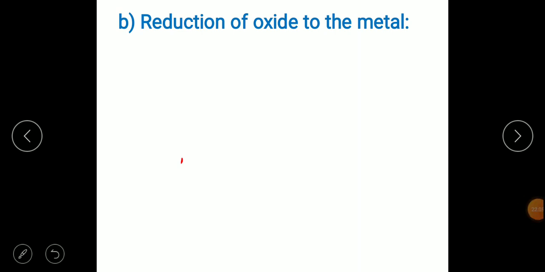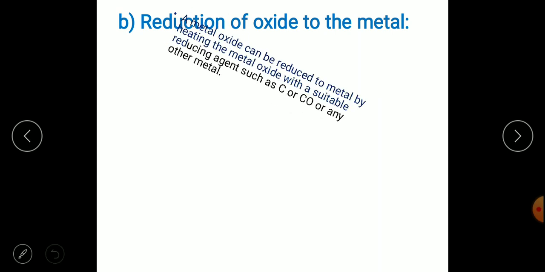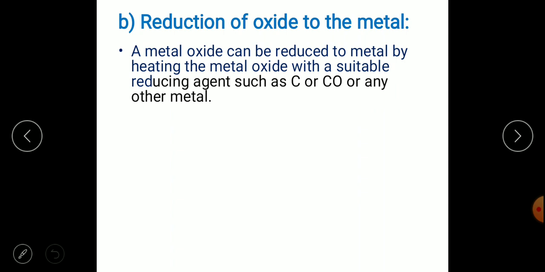Reduction of oxide to the metal. Here we are going to convert the oxides into their pure form of metal. A metal oxide can be reduced to metal by heating the metal oxide with a suitable reducing agent such as carbon, carbon monoxide or any other metal. So the oxides we are converting into metal with the help of a reducing agent.